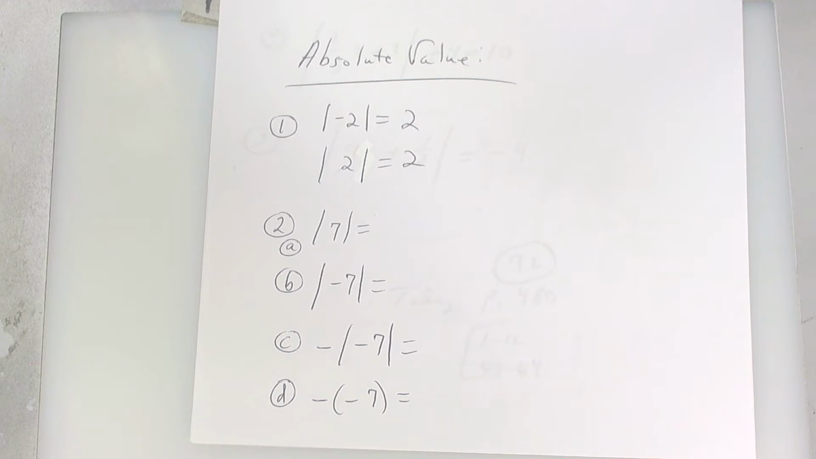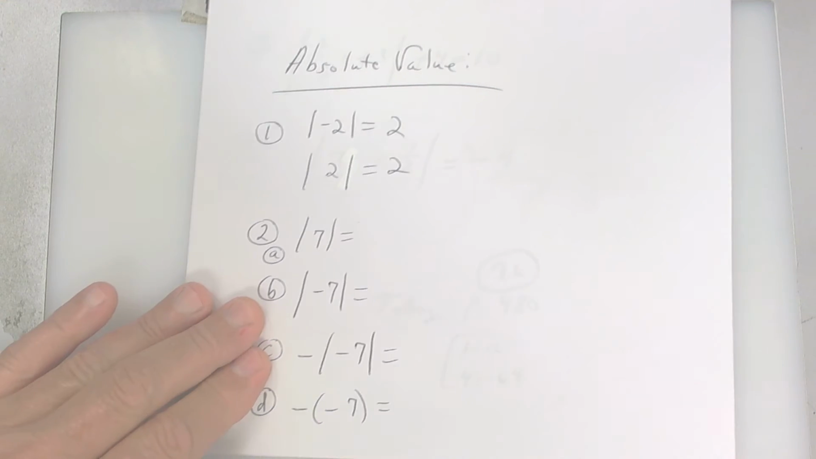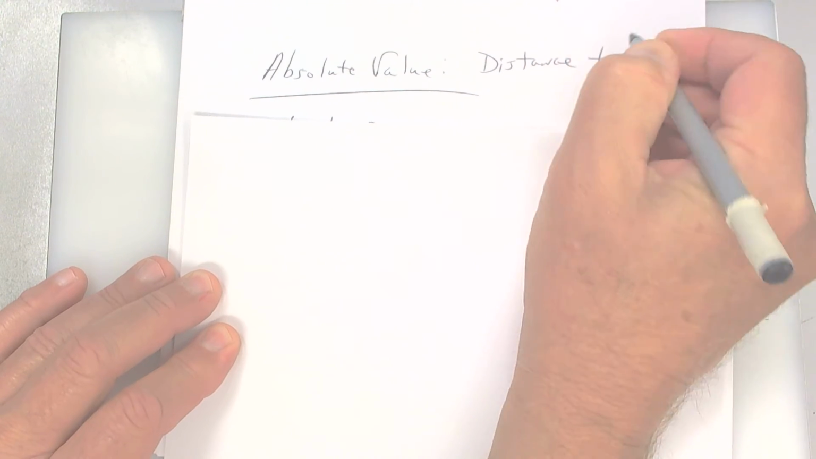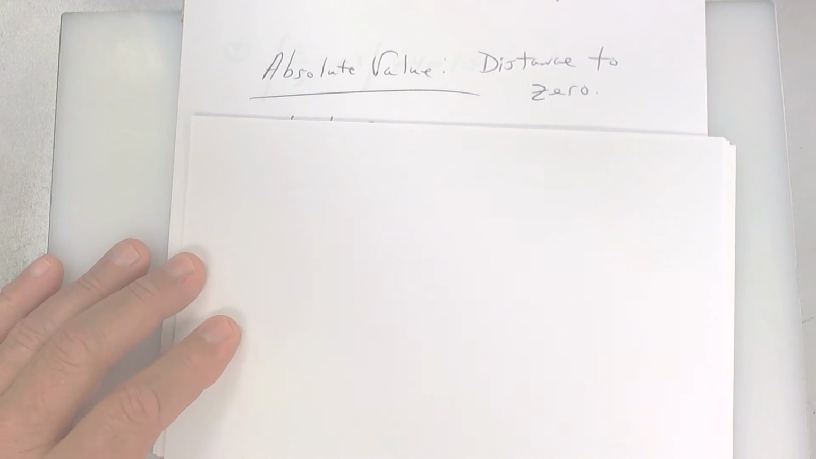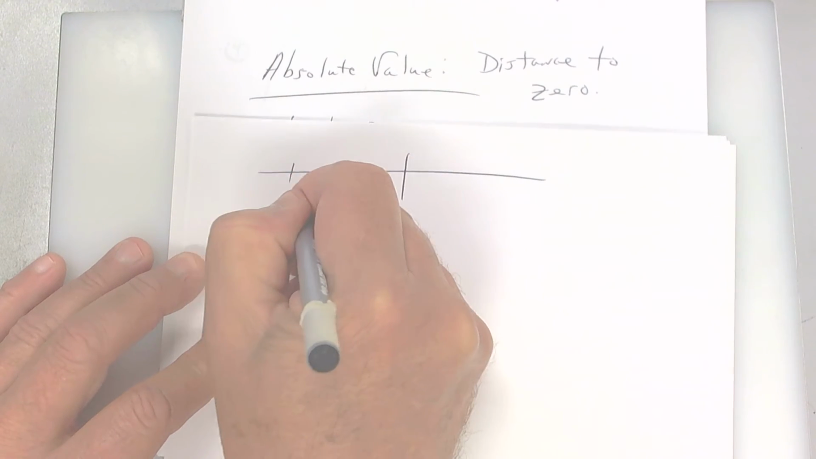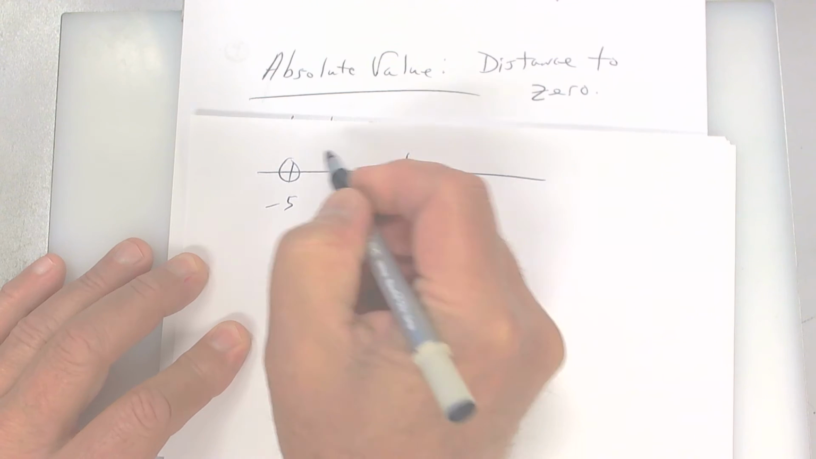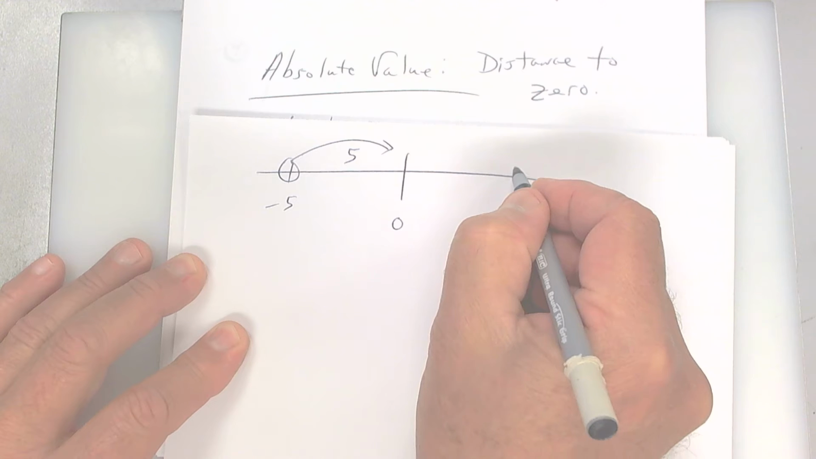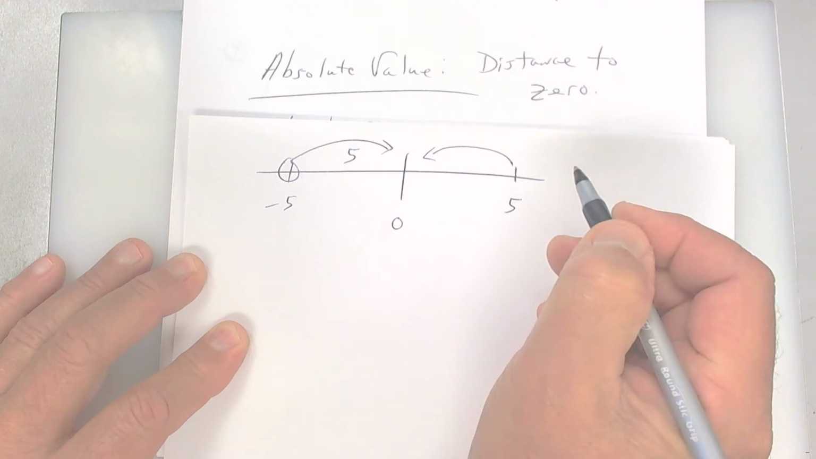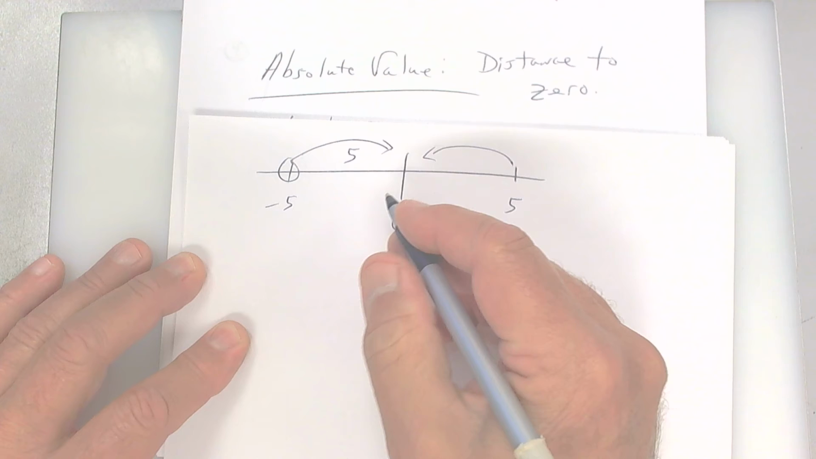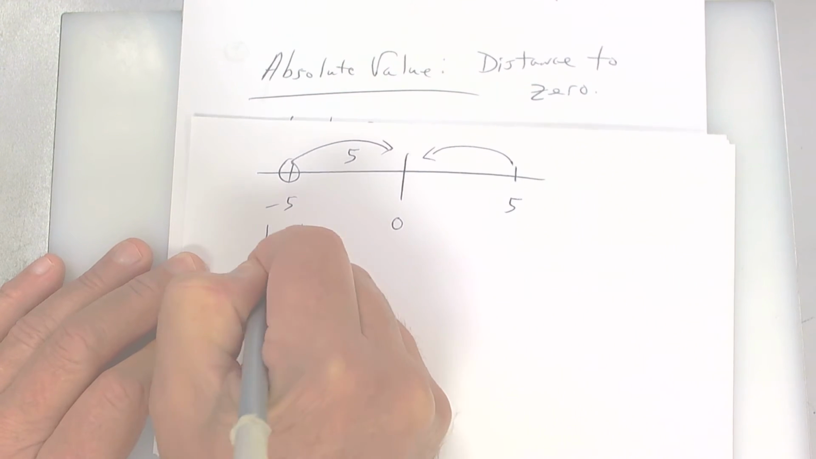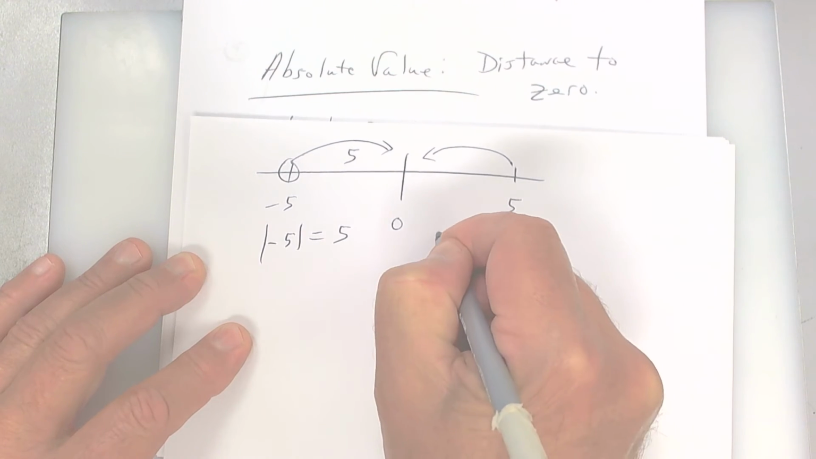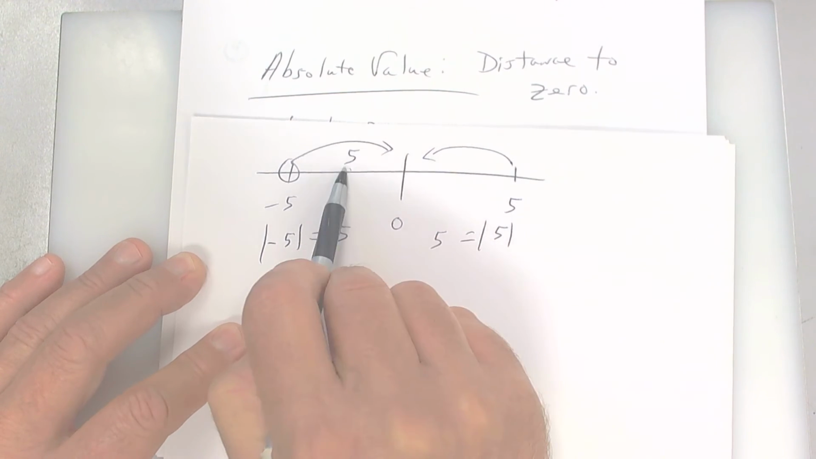Absolute value is the distance to 0. So write that down. Distance to 0. Okay, so if you're sitting at negative 5 and you want to get to 0, you still have to go 5 blocks or 5 steps. If you're standing at positive 5, you still have to go 5 steps. So in other words, the absolute value of a negative 5 is still 5. And the absolute value of a positive 5 is still 5. No matter which way, you still have to go 5 blocks.